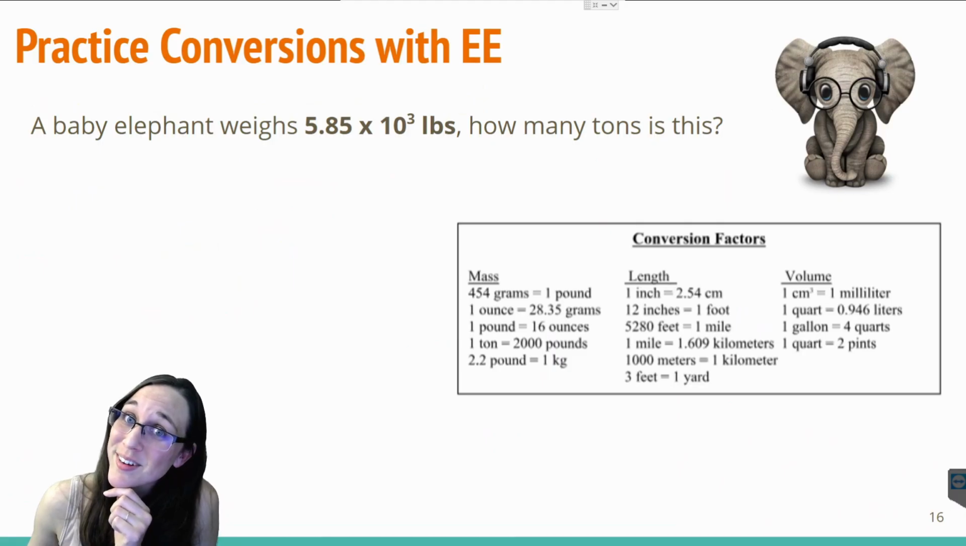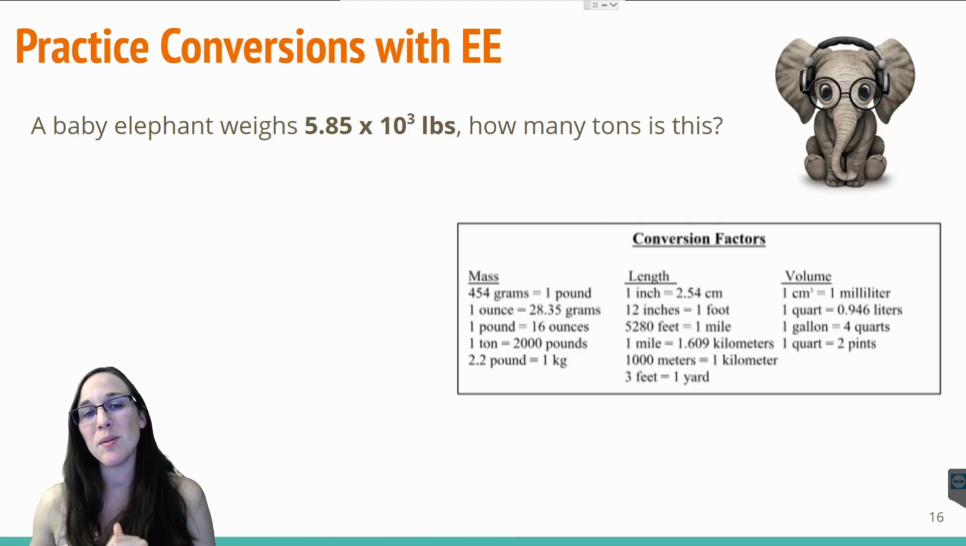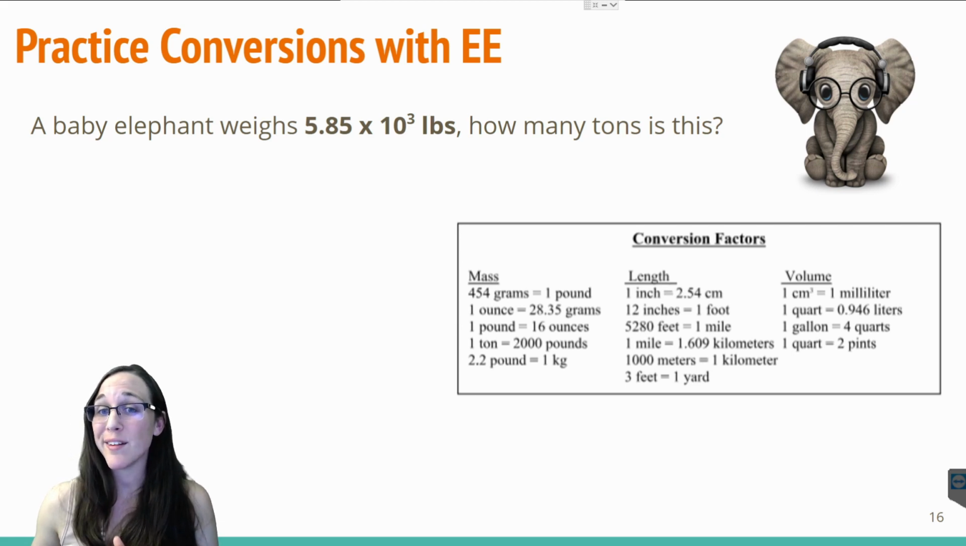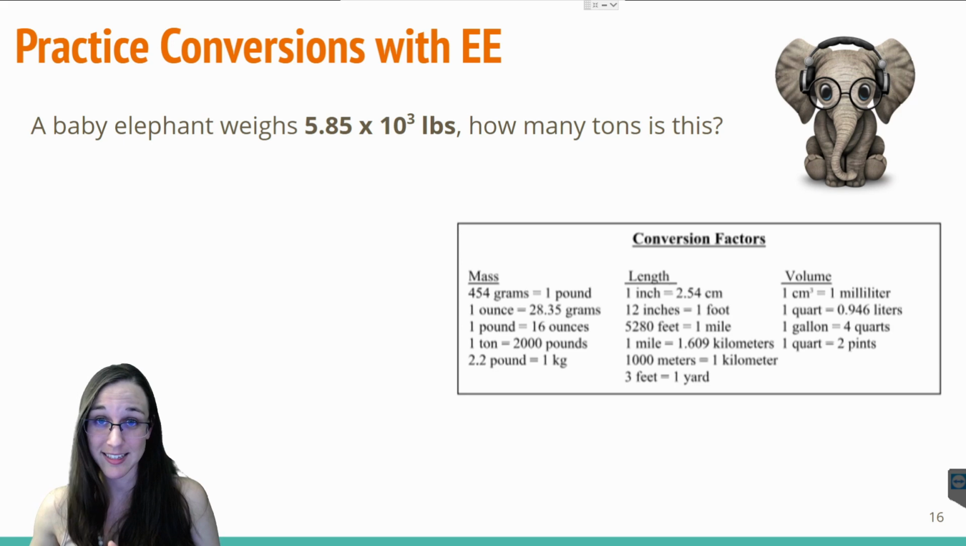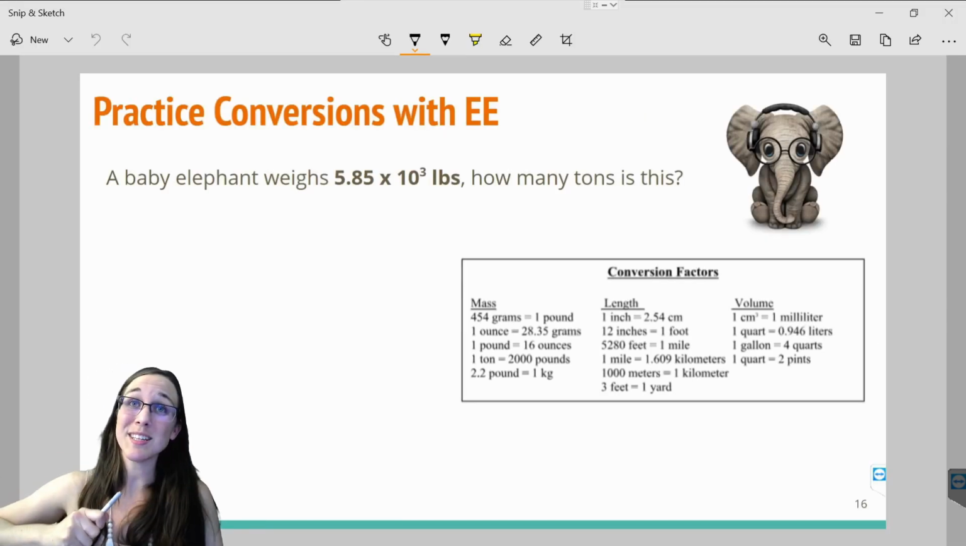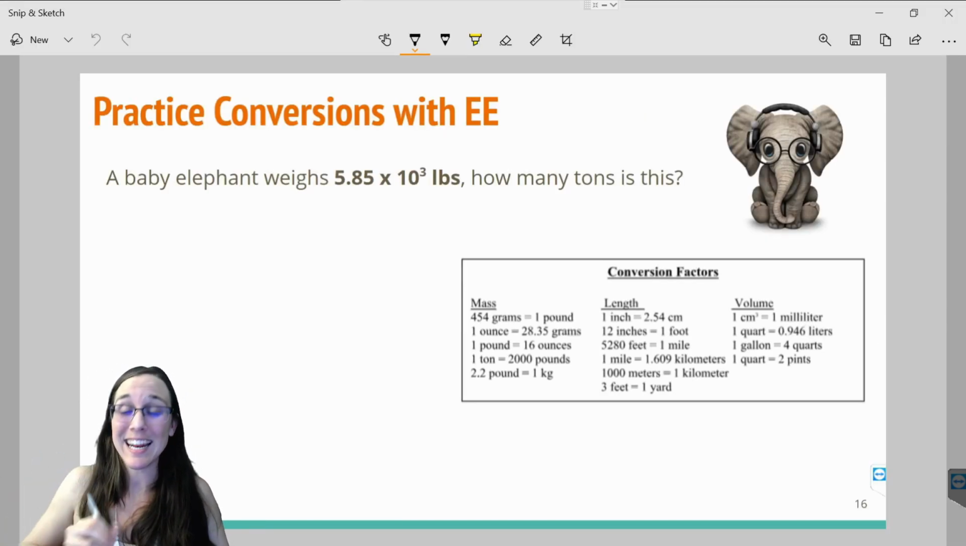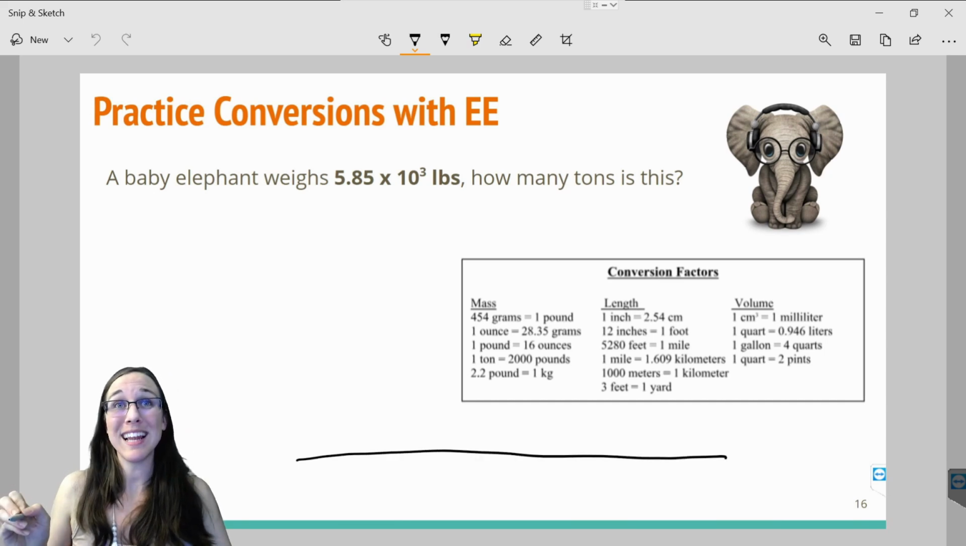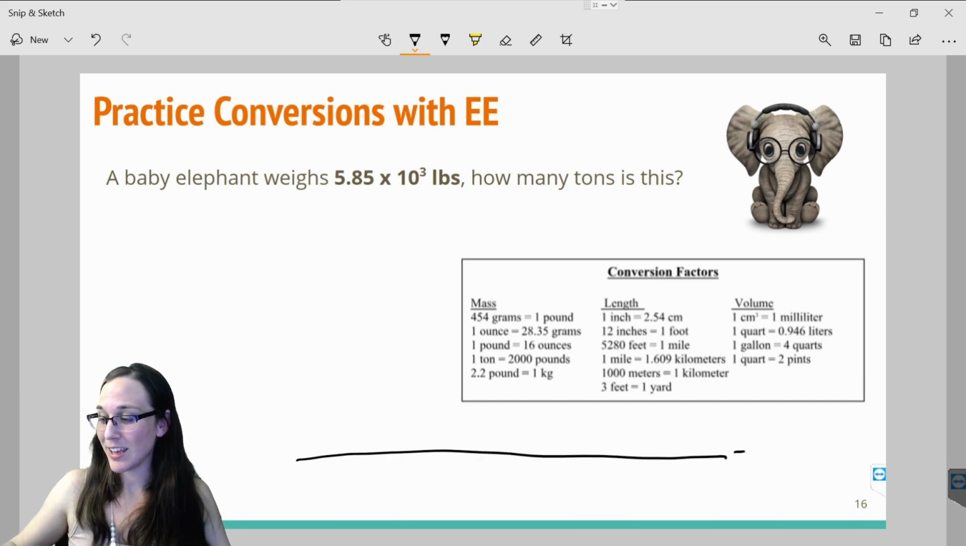Ready to try another one? Let's give this one a go. If a baby elephant weighs 5.85 times 10 to the third pounds, how many tons is this? Same as always, we're going to start these by drawing a line. Pretty line. Then we're going to draw an equal sign and a space for our answer.